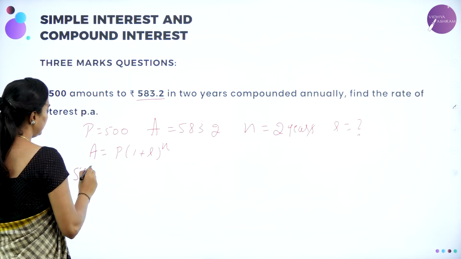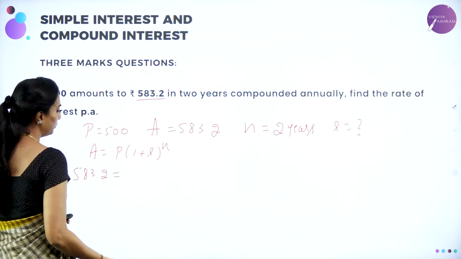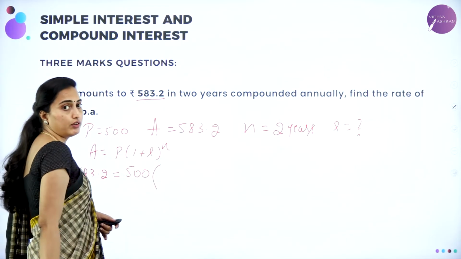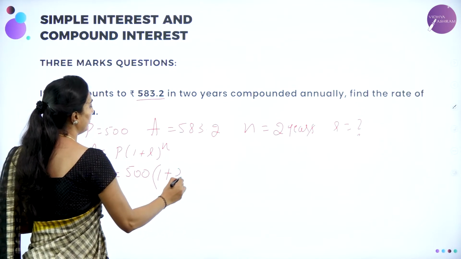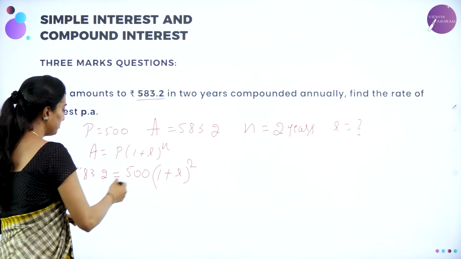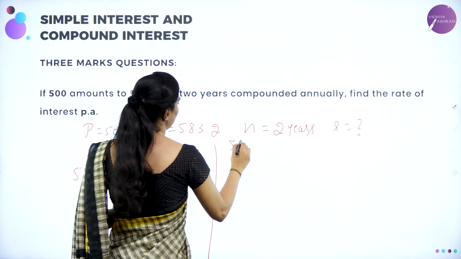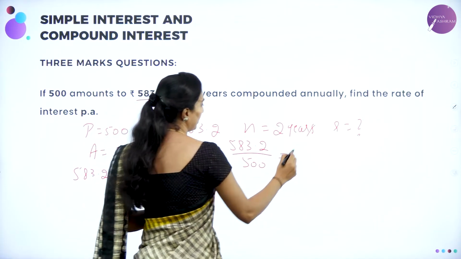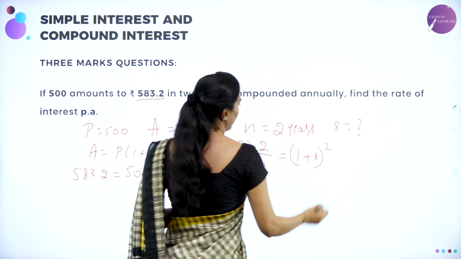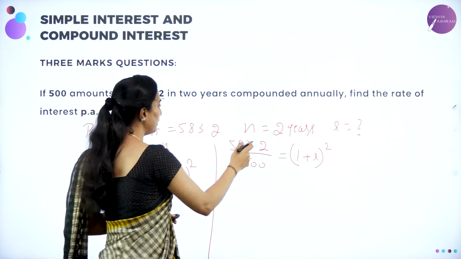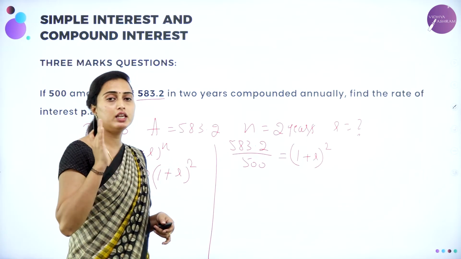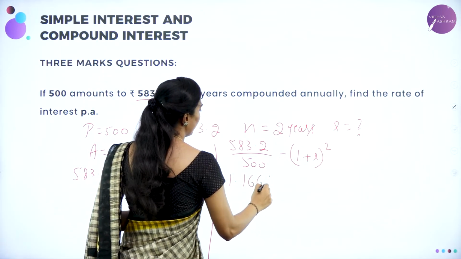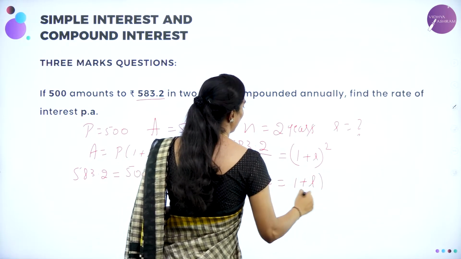A is 583.2, equal to P which is 500, into 1 plus R, which we don't know, whole to the power of N, which is 2. Let me cross multiply this. You are going to get 583.2 divided by 500 is equal to 1 plus R whole squared, right? So 583.2 divided by 500 is 1.1664, equal to 1 plus R whole squared.